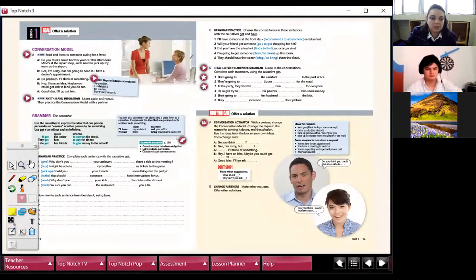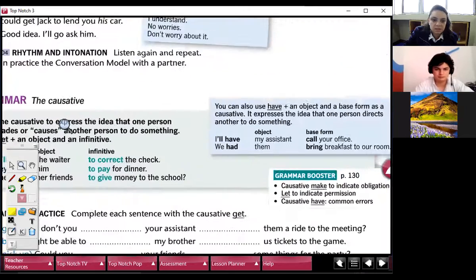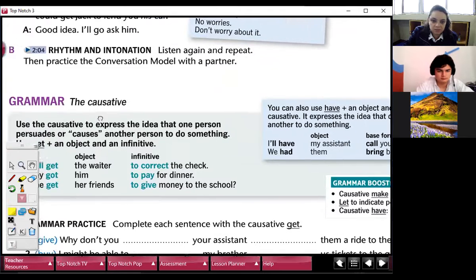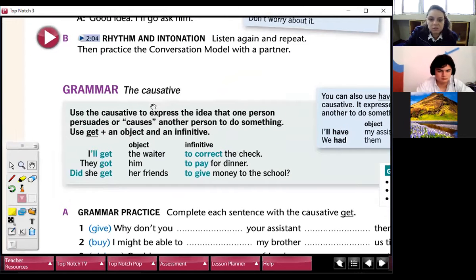Okay, here we go. Here is the grammar, the thing that I want to explain. If you don't have it, you can look at it right here. It says grammar, causative. Use the causative to express the idea that one person persuades, or causes, another person to do something. Use get plus an object and an infinitive. So you have the examples right here.